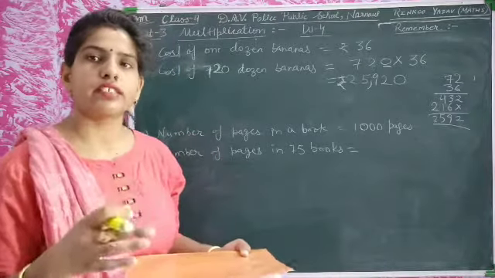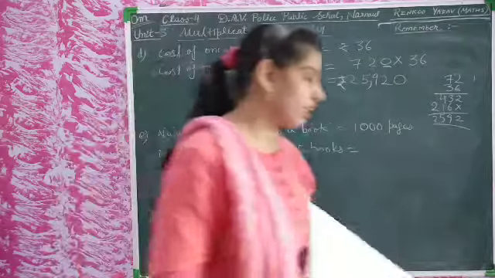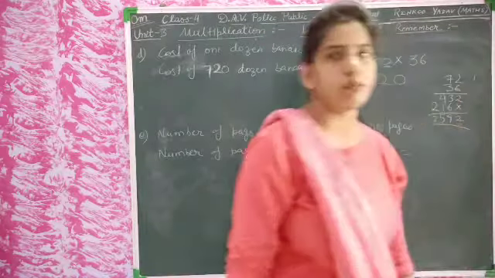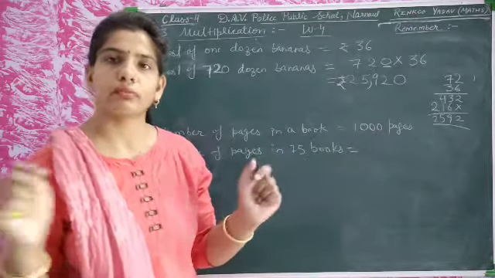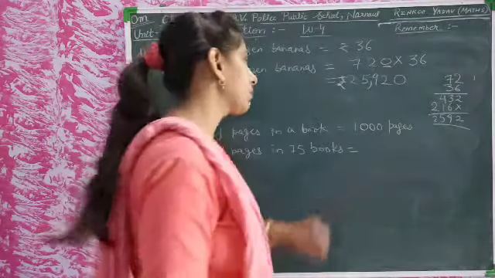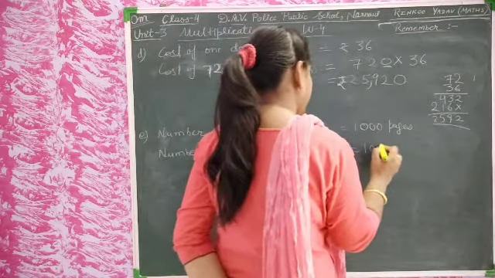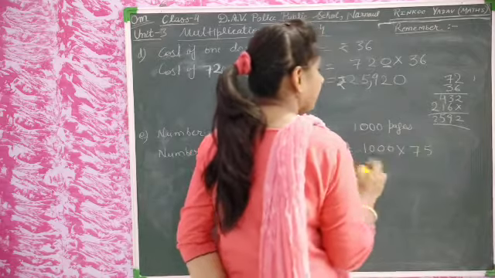So is this addition simple? No, it's not simple. So the continuous process of addition is multiplication, and there we have to find more. It means we have to get more, so we are multiplying there. So 1000 into 75, and it will come orally.